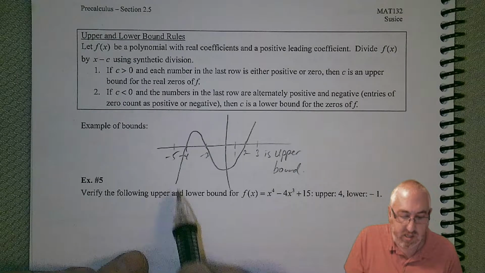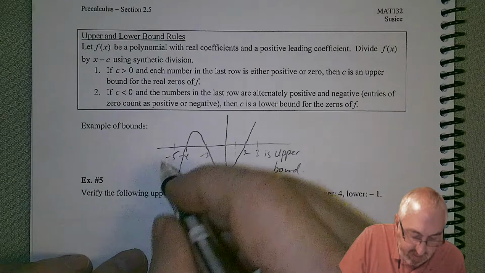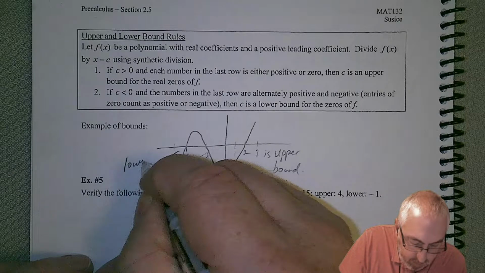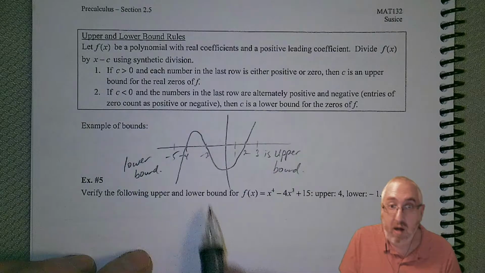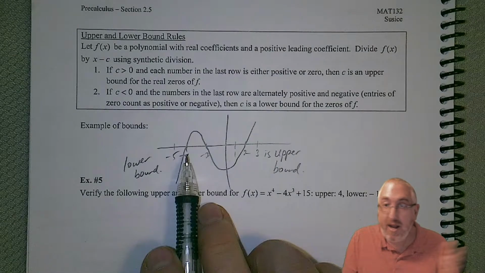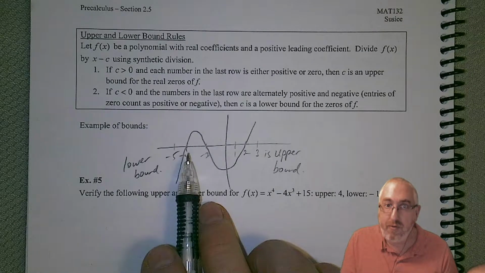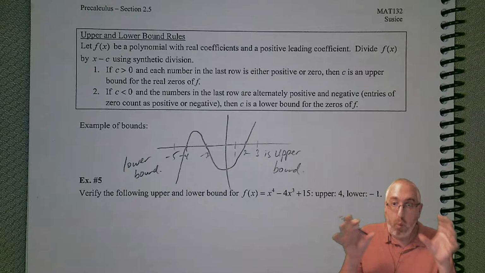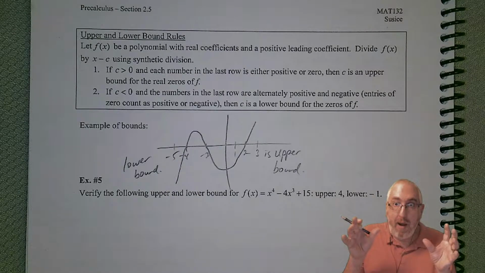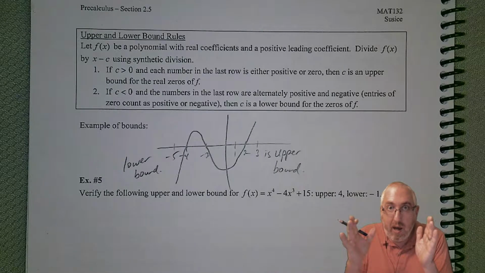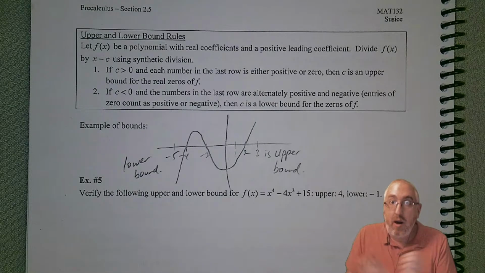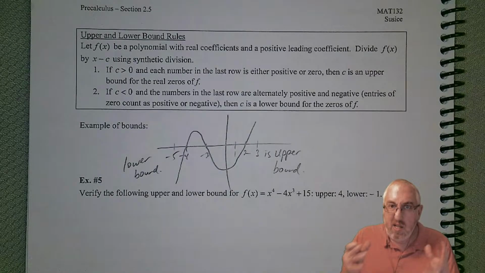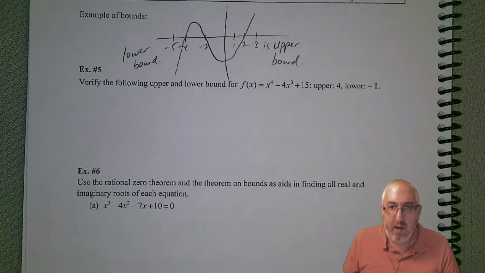Very similar on the other side. We could say that -5 is a lower bound because the function doesn't cross anywhere below -3, or excuse me, -5. So once you've established an upper and lower bound, you only have to look in between those cutoffs to see where those zeros could possibly happen. So let's just do a verification problem, and then we'll try a couple.